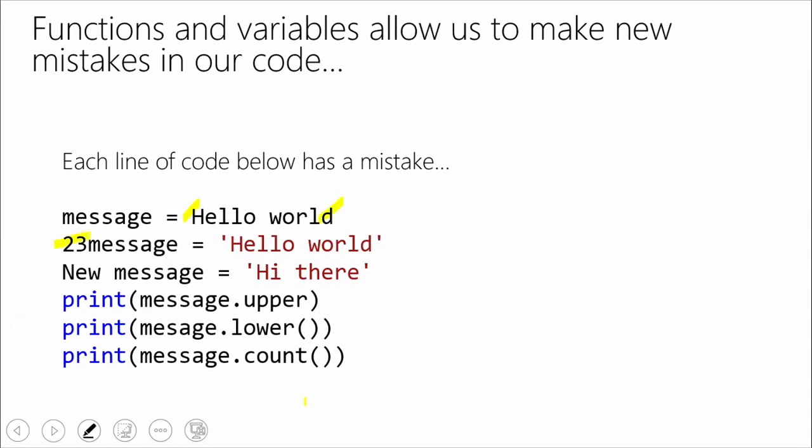And with the next one? The variable name 23 message is not valid. We cannot start a variable name with a number. Yep. And then on the next one? A variable name, I think that's intended to be a single variable called new message. There you go. And so you can't have a space in your variable name.